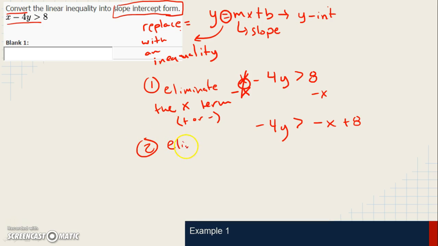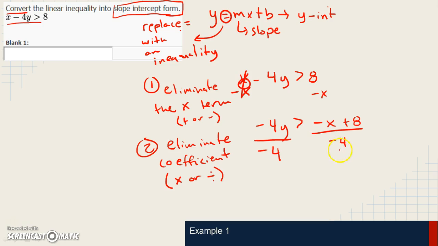So we're going to eliminate the coefficient. And these words may seem new to you, but they're words that we've talked about. And when you eliminate a coefficient, what you're going to do is you're going to either use multiplication to eliminate it or division, depending upon what's happening. So since this coefficient is being multiplied, we know that we've got to eliminate it with division. So we're going to go ahead and divide both sides by -4.